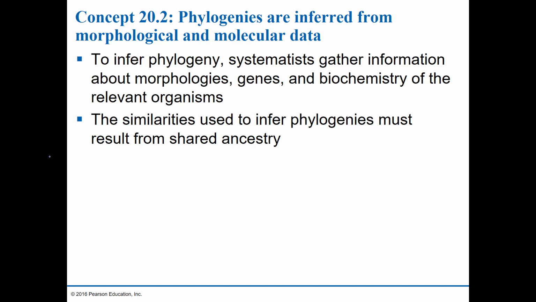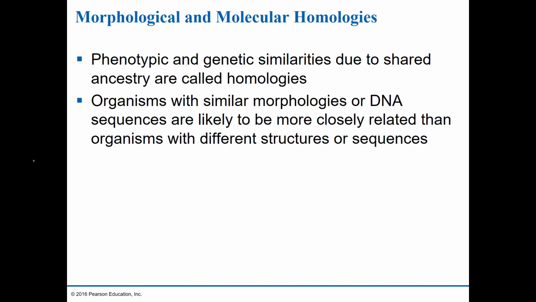Concept two, section two, is phylogenies are inferred from morphological and molecular data. So we're looking at DNA, but also the way that things look to determine who seems to be related to one another. To infer phylogeny, systematists gather information about morphologies, genes, and biochemistry of the relevant organisms. So we're not just looking at one specific thing like, oh, what does its arm look like? We're looking at multiple things to decide if they share a common ancestor.